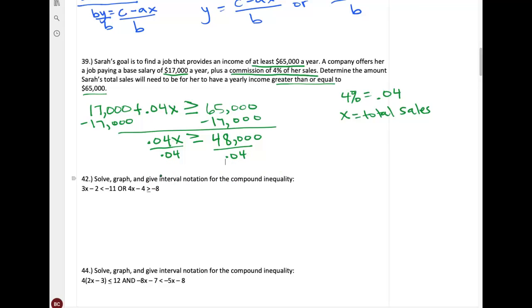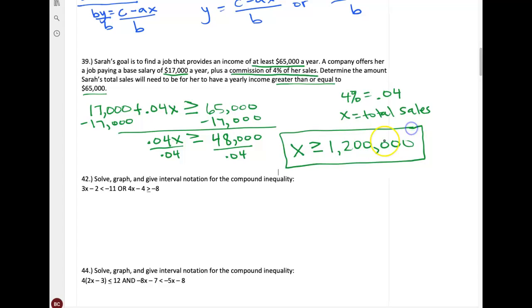Right? So 48,000 divided by 0.04 is going to give us a pretty big number. When we divide by a really small number like 0.04, it gives us a big number. Right, so I find that x has to be greater than or equal to 1,200,000. So that's how much she has to sell in product that year in order to reach her goal to make $65,000 that year. Okay, any questions on that one? Sometimes it can get a little bit tricky.